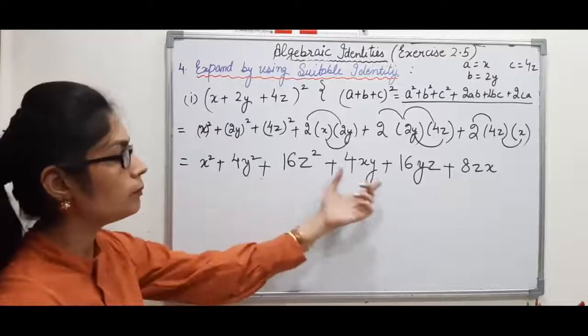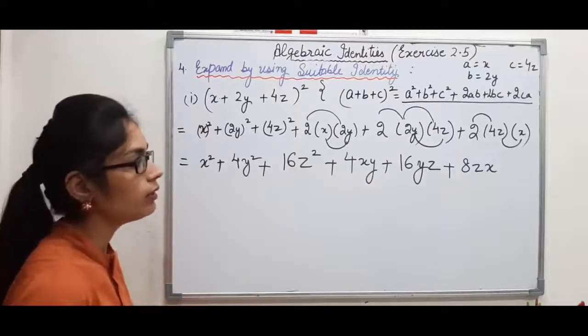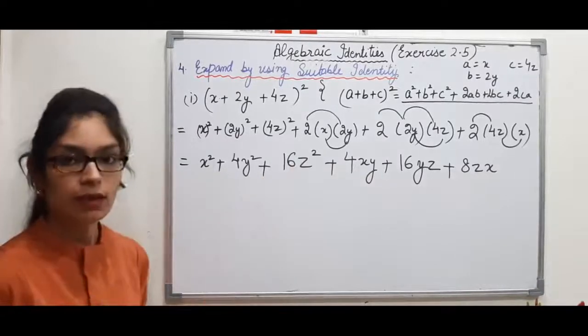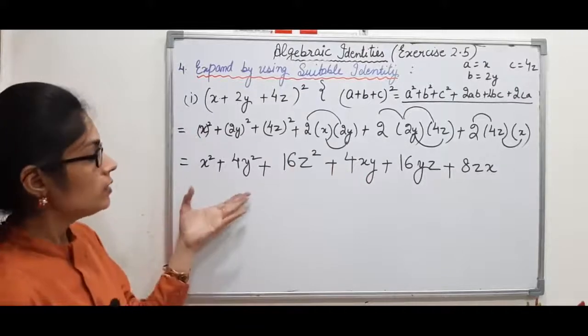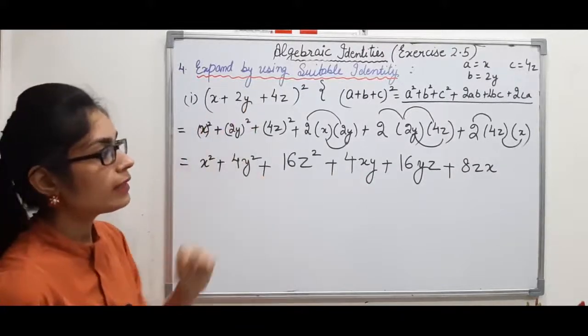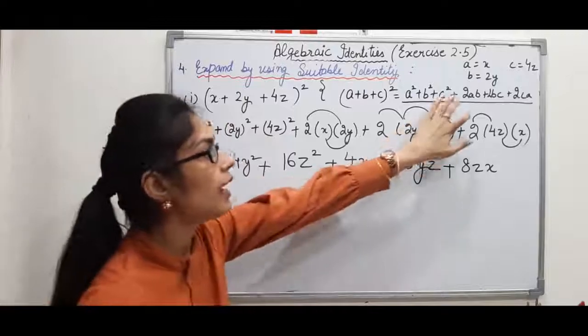You can see all the terms are different. You cannot add any of the terms because only like terms can be added or subtracted. So this is the expanded form and we have used this identity.